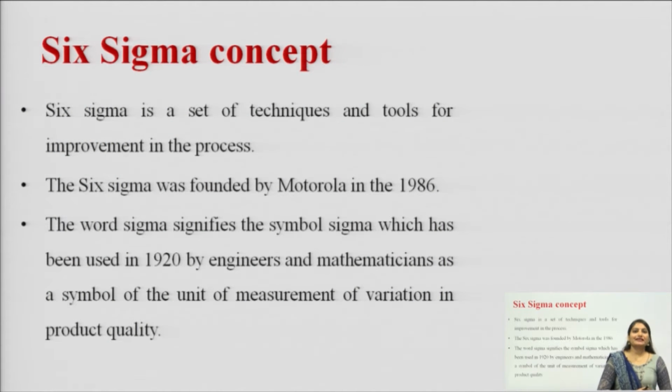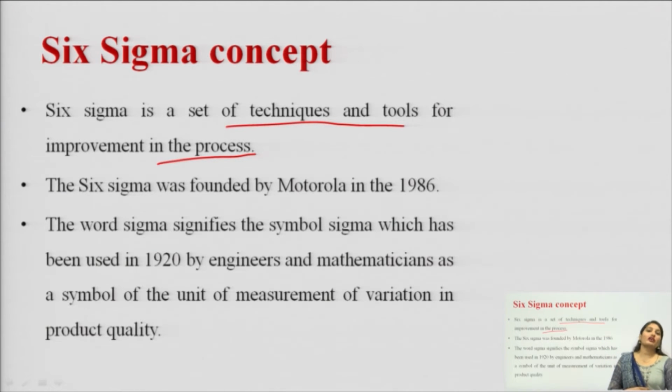As the name indicates, Six Sigma comes from the word sigma. It is a symbol of sigma that represents the standard deviation, and standard deviation is a unit of variance that shows the variation in the products. So, Six Sigma is a set of techniques and tools for the improvement in the process. Okay, it is a set of techniques and tools that are used for the improvement in the process.